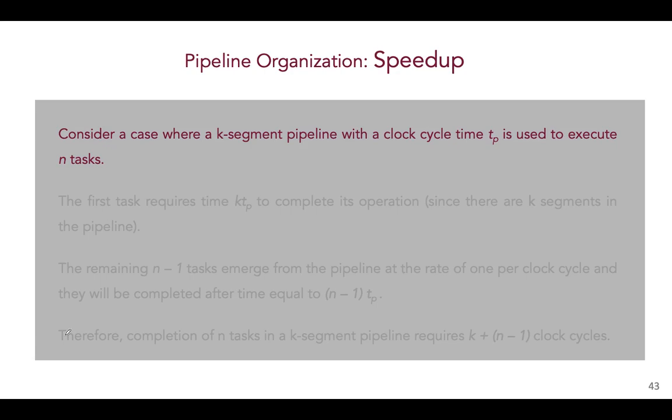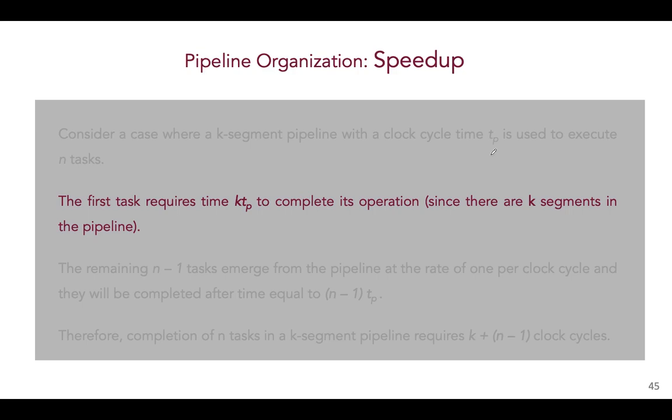So let's first start with speed up. Consider, for instance, that you have a k-segment pipeline with a clock cycle time TP, and we're going to use this k-segment pipeline to execute n tasks. So the number of tasks is n, the number of segments in the pipeline is k, and the clock cycle time is TP. Now, the first task requires k times TP time to complete, because TP is the clock cycle time and k is the number of segments in the pipeline. So each task will have to move through all of the segments of the pipeline.